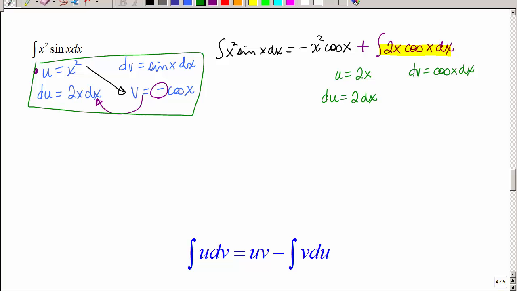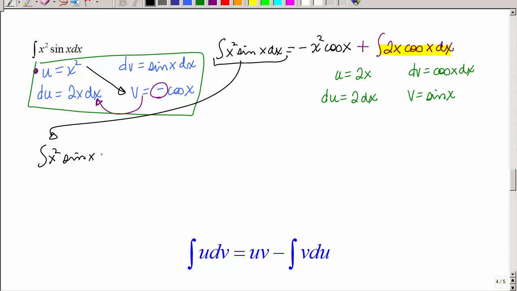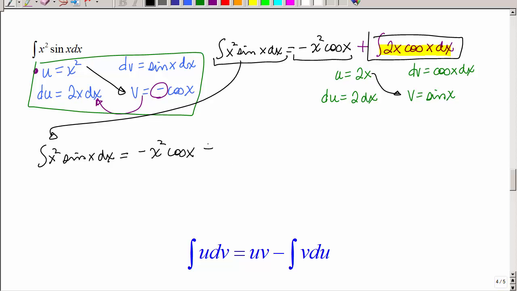taking the derivative, using the integral. Okay, so I want to take all of this, that was my original problem. This is still okay, so that's minus x squared cosine x. Now I have this, so that is u times v, so I have plus 2x sine of x minus v du. So again, I'm going to pull out the constant.